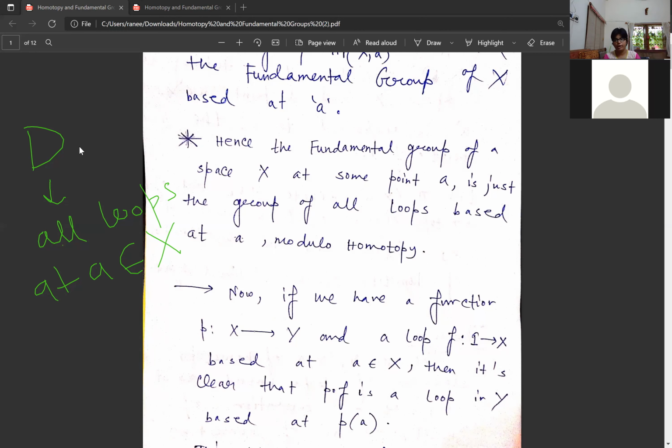Why? Because if I take all loops at A belonging to X, what do I want for it to be a group? There should be a constant element, and the constant element needs to be a constant path, a constant loop at the point A. There is no other choice if I consider the collection of all loops at A. So the constant element will be a constant at A.